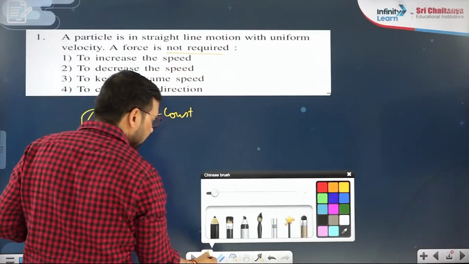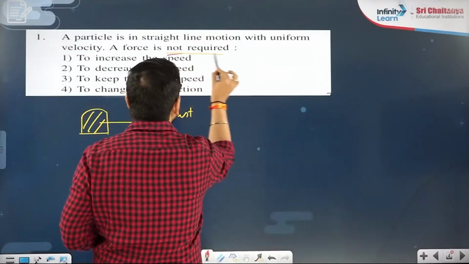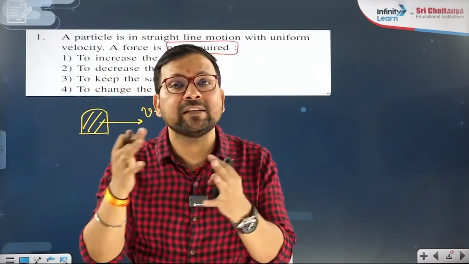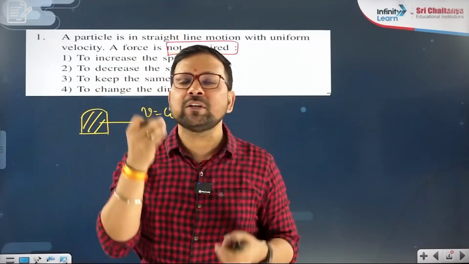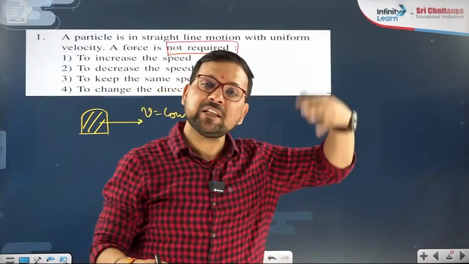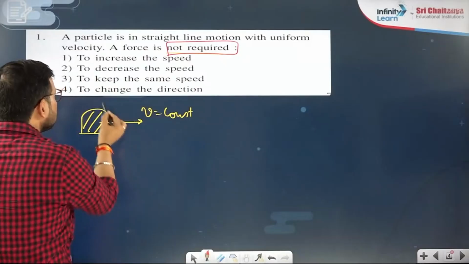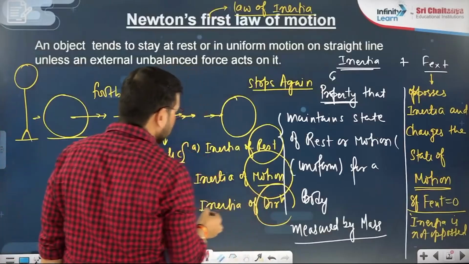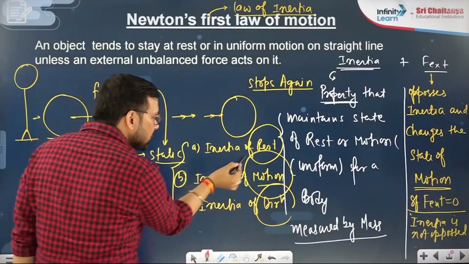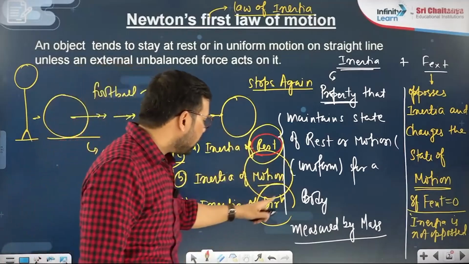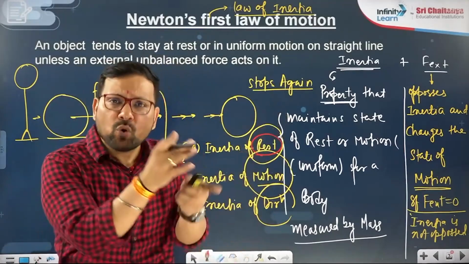So force is not required, and not required means you don't need a force. You don't need a force if you don't want to change the inertia. When you want to change the inertia, you need force. So you don't want to change the inertia, see in the previous slide, means you don't want to change rest, you don't want to change motion, you don't want to change direction. These 3 you don't want to change.